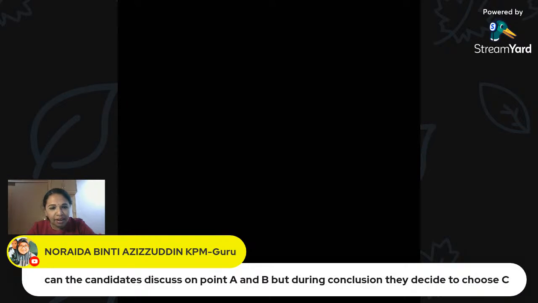Can the candidate discuss point A and B, but during conclusion, they decide to choose C? Can, because they are all together like 6 points probably, and then they only have time to discuss one point here and one point there, and then they feel like they want to choose something else. Example, student A talks about mat, student B talks about torchlight. Maybe the decision they want to make is food. Can, but reason it out. Okay, just reason it out.